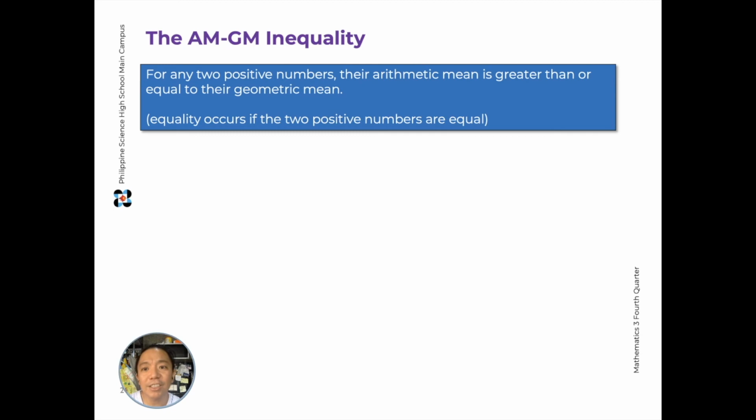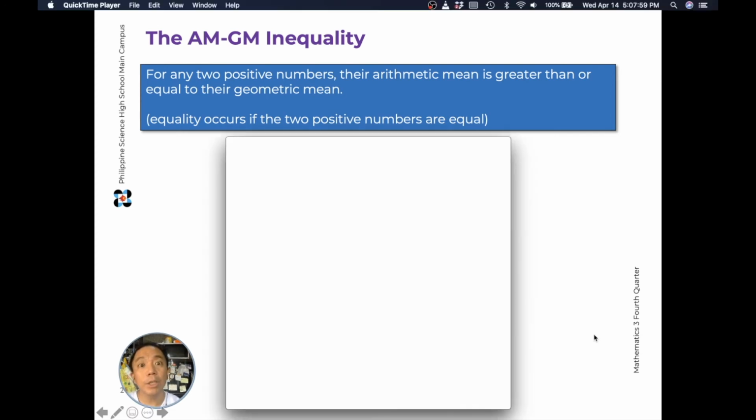Siyempre, kasi yung average ng dalawang numbers, it's the same number. Kung i-multiply mo sila together, tapos square root mo, edi babalik ka lang din dun sa original value mo. Pero bakit siya palaging greater than kung hindi sila equal? So I'll just give two proofs na interesting. Here we'll use some algebra.